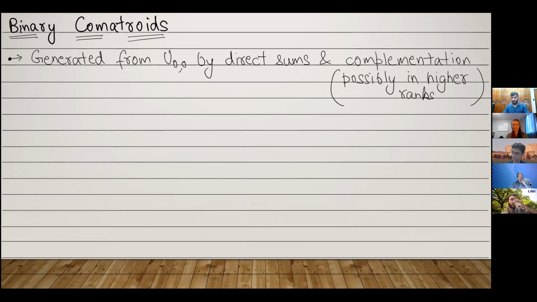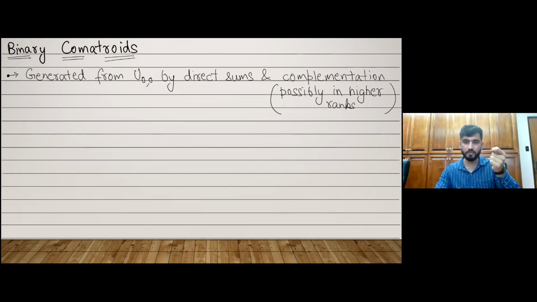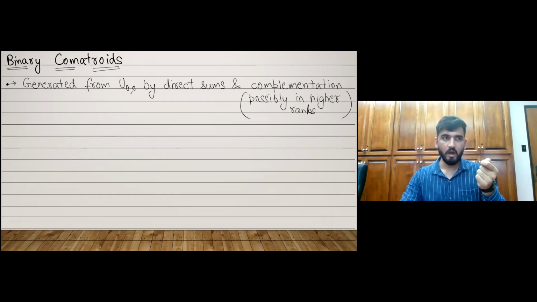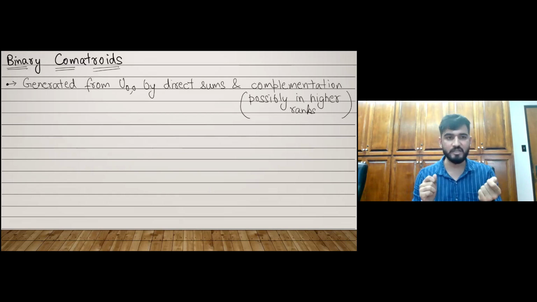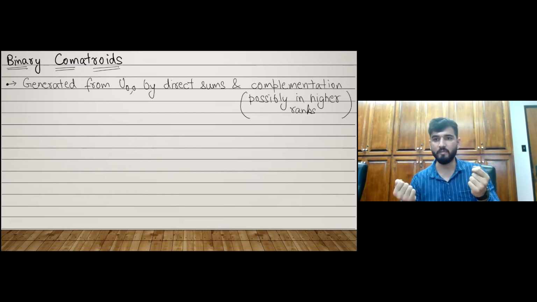Now, cographs were defined as the graphs generated from single vertex graphs by disjoint sums and complementation. How do we find a matroid analog of that? When I'm saying matroids here, I'm just dealing with binary matroids, so when I say comatroid, I mean binary comatroid. Cographs are generated from K1 using complementation and direct sums, so we consider the binary matroids generated from the empty matroid by direct sums and complementation.